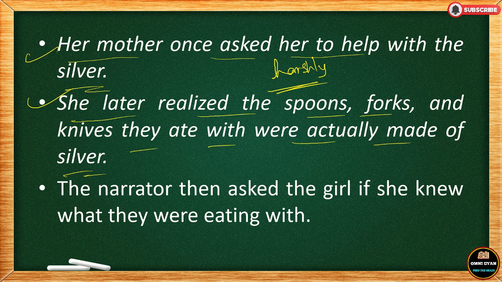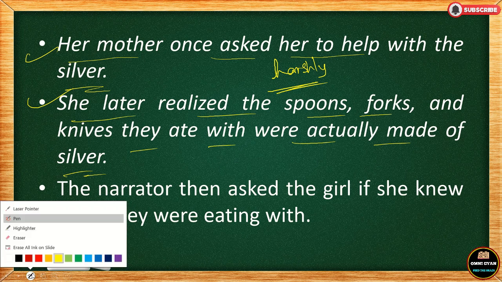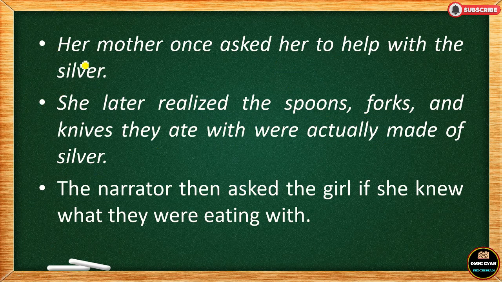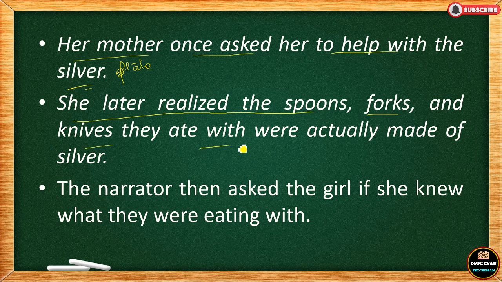Okay. Now, two incidents, two memories that she is now narrating to this girl. One is her mother once asked her to help with the silver. Silver means silver plate. Okay. And number two, she later realized the spoons, forks, and knives they ate with were actually made of silver. So, after seeing the items that the girl had opened, spoons and all, forks, okay, the narrator intentionally, in order to hurt the girl and indirectly Mrs. Darling, okay, she narrated this incident to this girl.